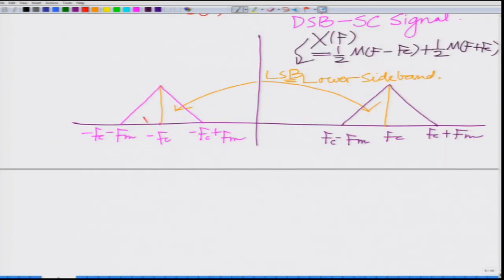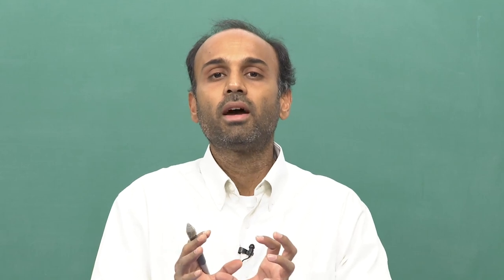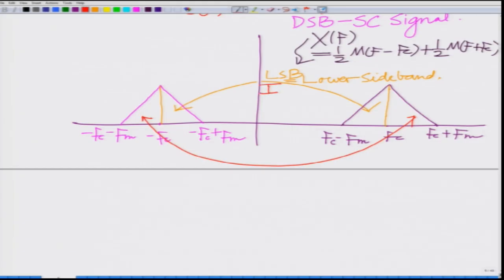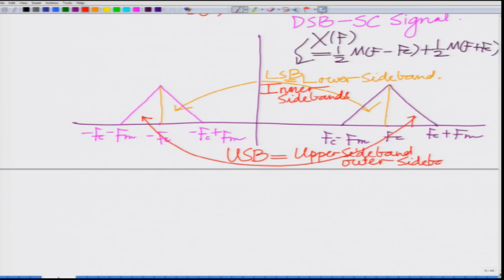We have the upper sideband. You can also look at the lower sideband as basically the inner bands, all right? In this DSB-SC spectrum, the lower sideband is comprised of the inner bands, the upper sideband is comprised of the outer bands. So the lower sideband is comprised of the inner sidebands, and this USB is the upper sideband, comprised of the outer sidebands.